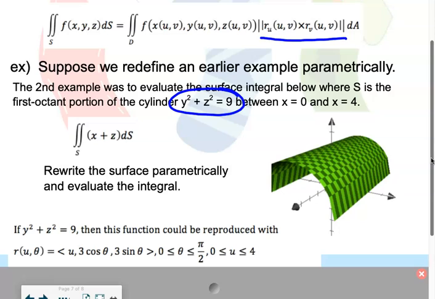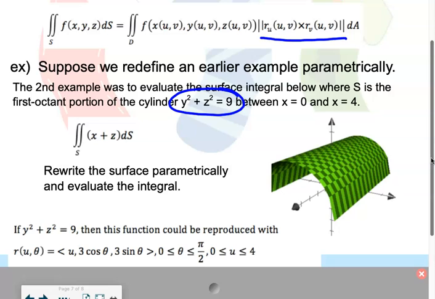And then we had to restrict it because they only wanted the first octant. So instead of theta going 0 to 2 pi, we have theta going 0 to pi halves, and our u's, which is basically just our x values, are going 0 to 4. So our r sub u comma theta is this lovely vector u, 3 cosine theta, 3 sine theta.